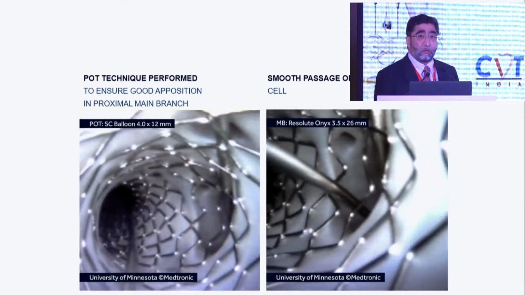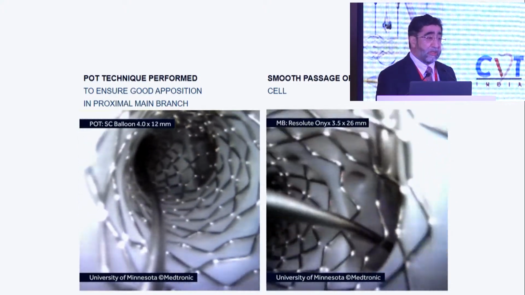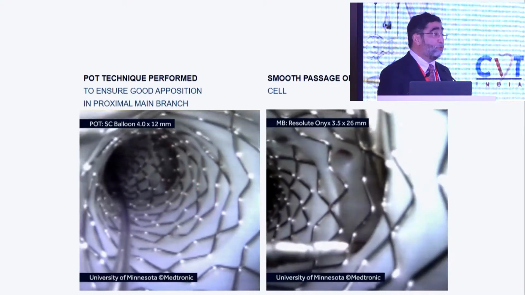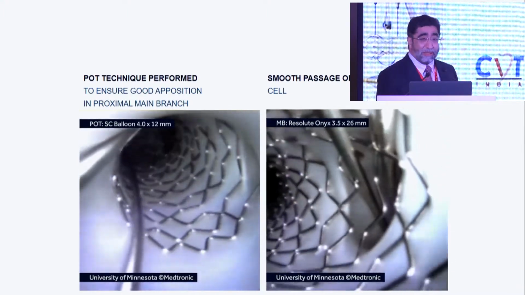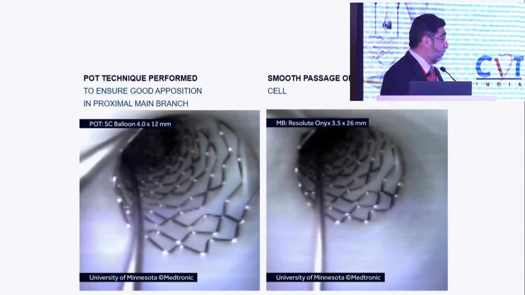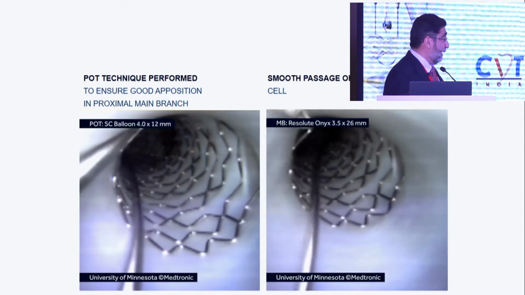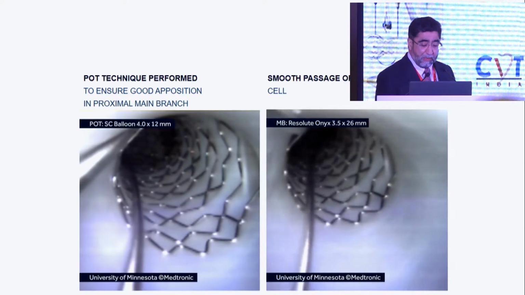If you do rewire, if you wire a side branch and then you can't advance the balloon, don't push. Take the wire out, repeat the POT, maybe with a larger balloon or higher pressure, and reattempt again, because in all likelihood you're either through struts or behind struts, and just pushing is going to make matters worse.